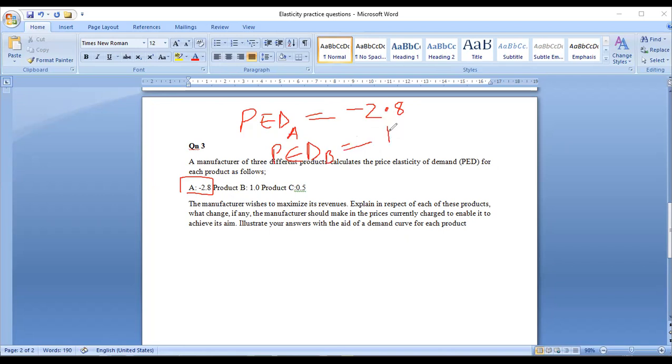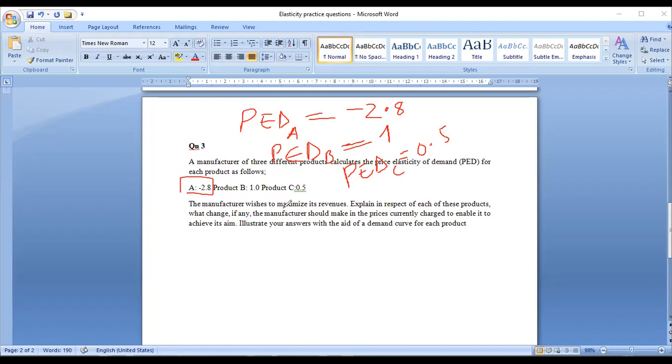So here we are not calculating. Then for C we got 0.5.